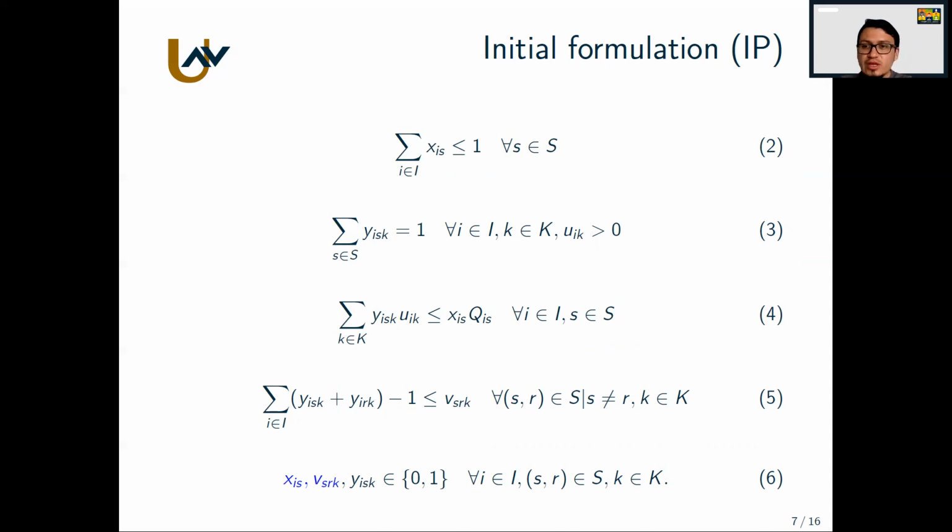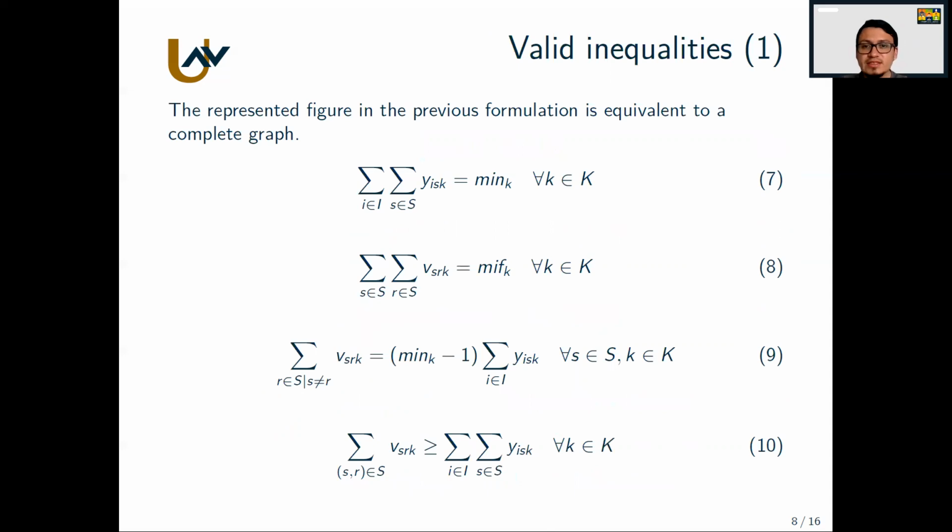So in order to do that, we developed two groups of valid inequalities. The first group are the ones that come from graph theory. In graph theory, as you remember, there are many properties that we can use for this problem. To be more specific, the graph that I showed you previously is an example of a complete graph.